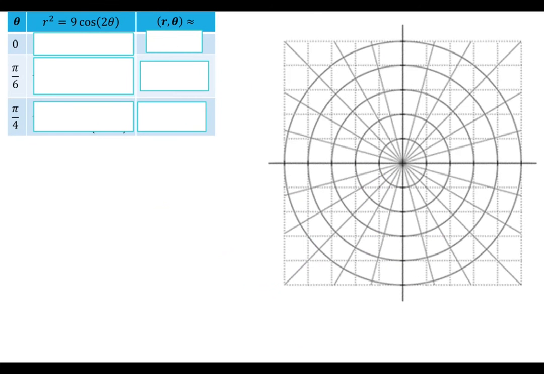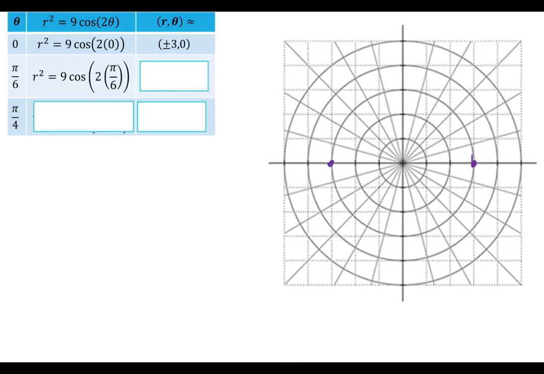Now specifically with this r squared is equal to 9 cosine 2 theta, that means I'm just going to have to take the square root of the right side to get r once I plug in theta. And so cosine of 0 is going to give me 1 times 9. Square rooted is plus and minus 3 because of the square root, right? We take the square root of both sides as plus and minus 3. So when my rotation angle is 0, I'm going to get positive 3. I'm also going to get negative 3. Okay? Then when I plug in pi over 6, take the square root of both sides, you get the plus and the minus.